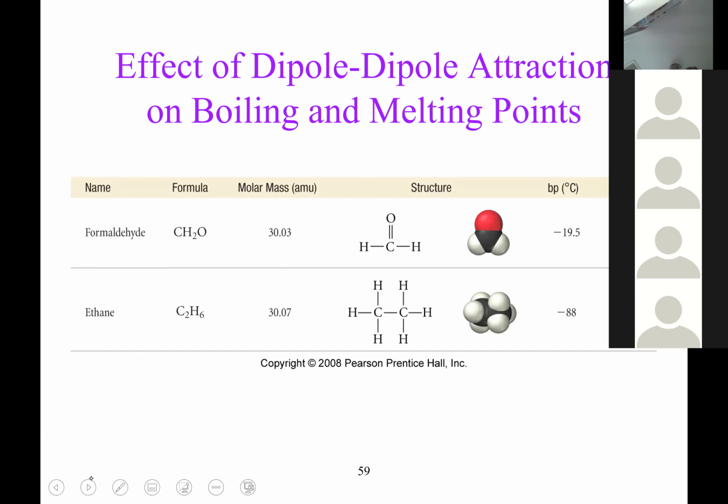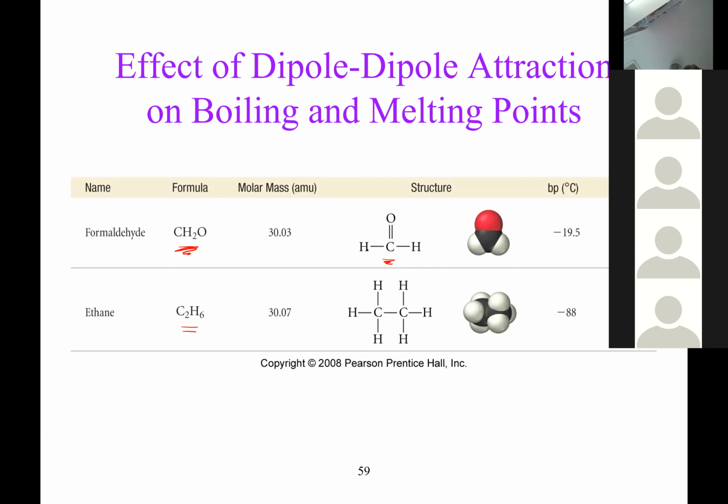And so a good question you might get asked is, which of these molecules do you expect to have a higher boiling point? Here's formaldehyde. It can have a dipole-dipole interaction because of the dipole on that carbonyl, the C double bond O. Ethane is the same molar mass, but it can only have van der Waals interactions.